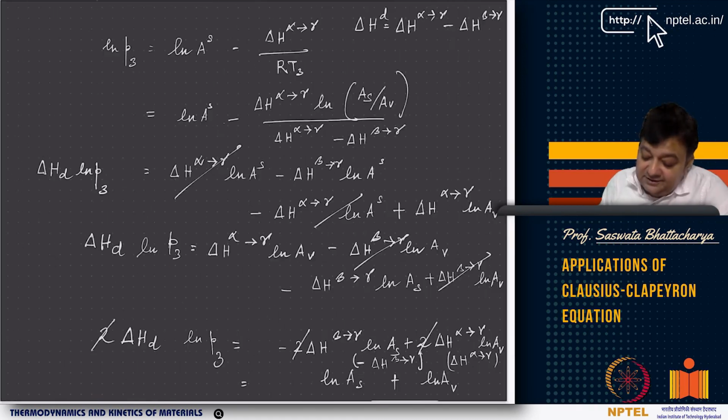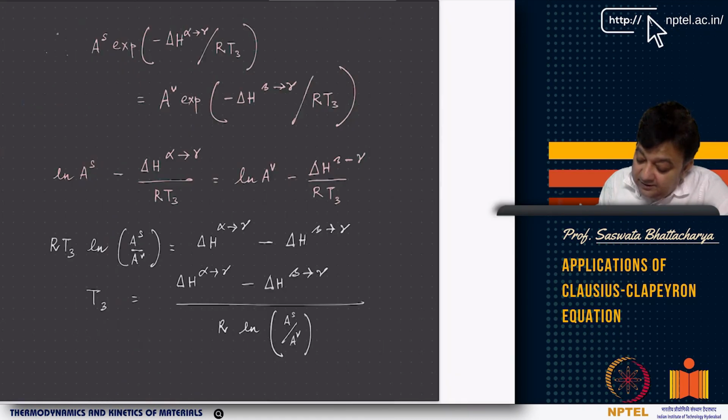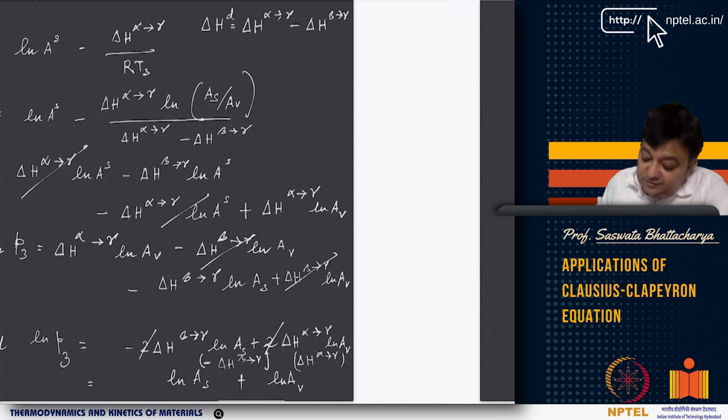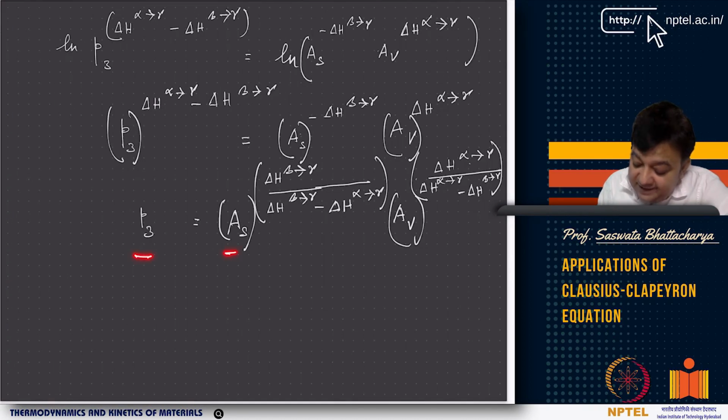Okay, so you have got T3. Basically you have got T3 already, right? So this is the T3. And you just do a little bit of algebraic manipulation and you will get P3 as a function of s to the power delta h beta to gamma minus.